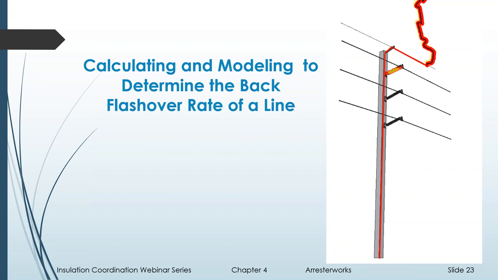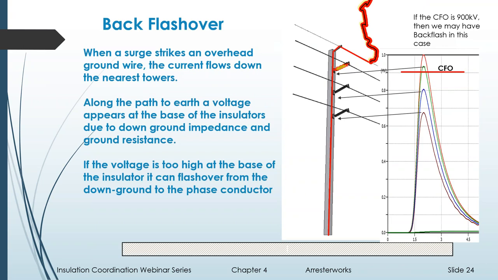So calculating this backflash rate, this is just an example of what the voltages can be. If the voltage on the shield wire is a megavolt in this case, and it's 900 kV at the base of the top phase insulator, and 800 kV, and then 650 or so. You can see that, in real basic terms, if the CFO of the line is less than 900 kV, then it's a pretty good chance you're going to have a backflash on this insulator because of the voltage at the base.